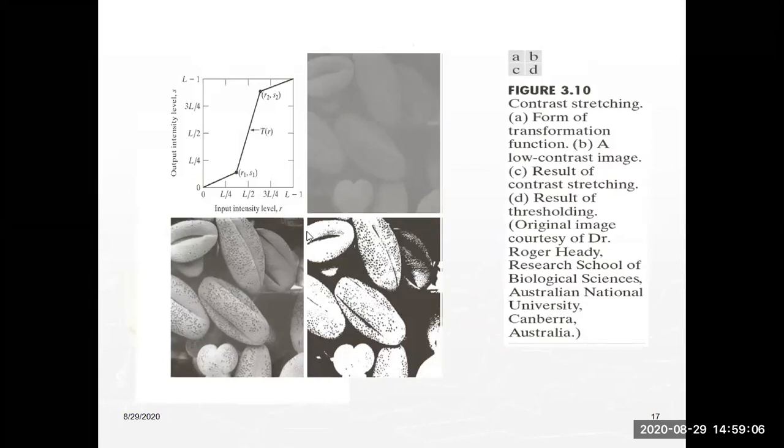Here I am simply applying both transformation functions on a low contrast image. This B is the low contrast image, and we apply the first one and the second one. The first one is contrast stretching, the second one is threshold. In contrast stretching, only the required parts are highlighted. In thresholding, black becomes more black and white becomes more white, like this.